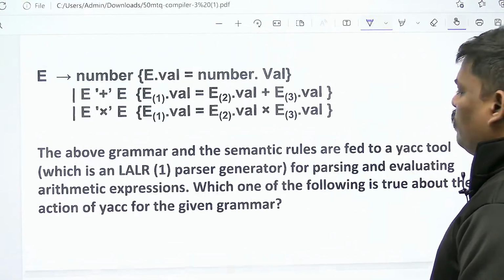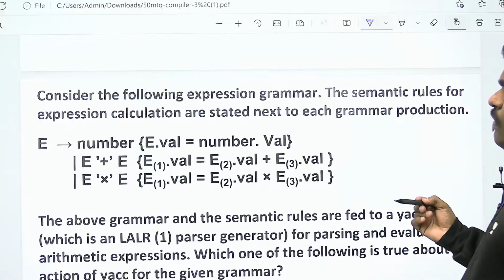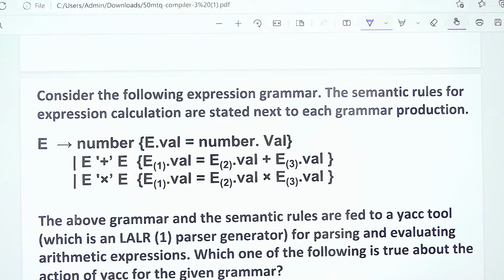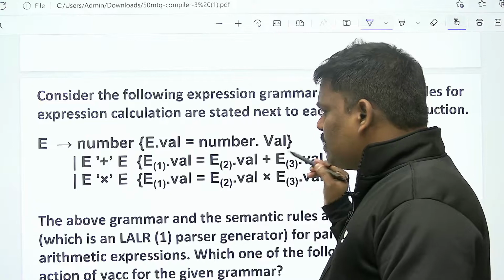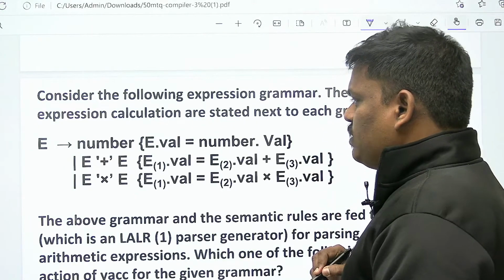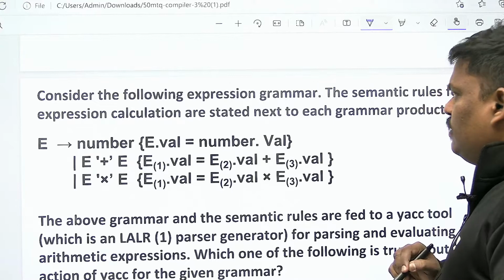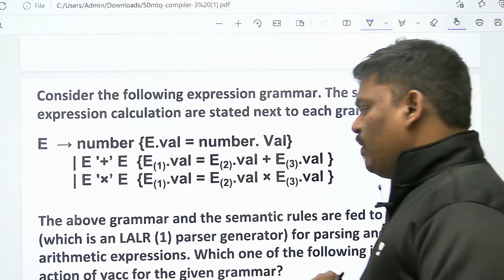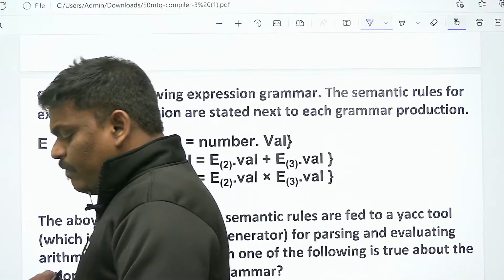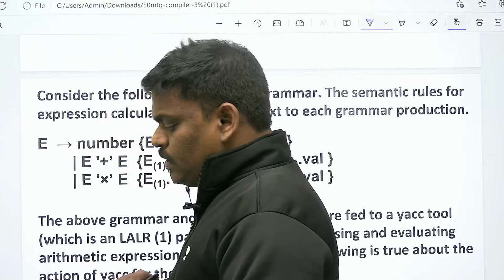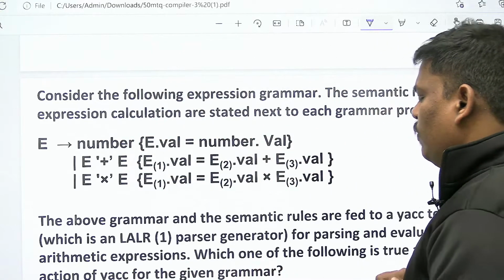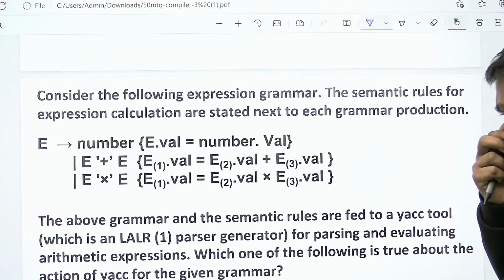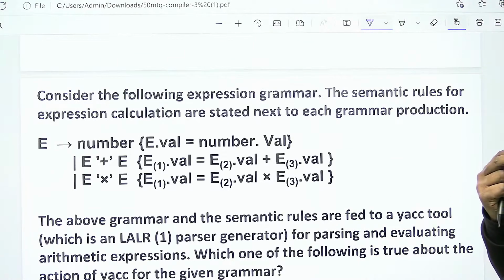And one more thing, see this one. The grammar is given, right? Grammar and semantic action means an SDT is given. In this SDT, some problem is there, if you can identify it. What is the problem? Can anyone guess? Please let me know if you can identify what problem it is having. If you want, you can see this SDT.